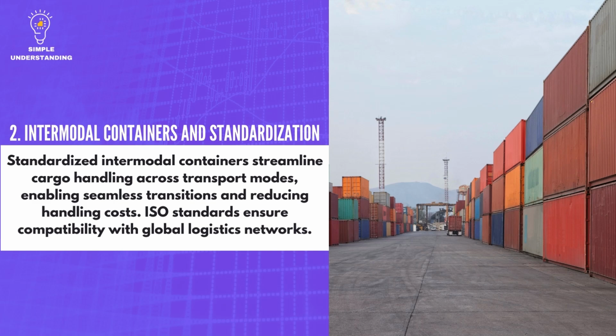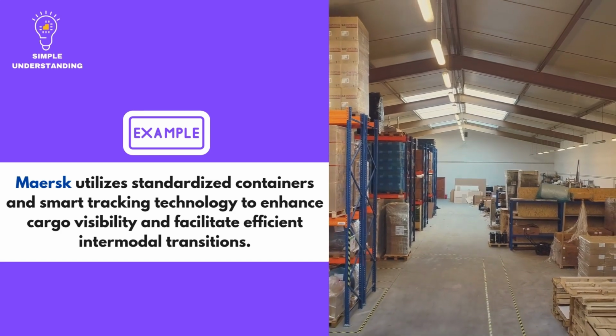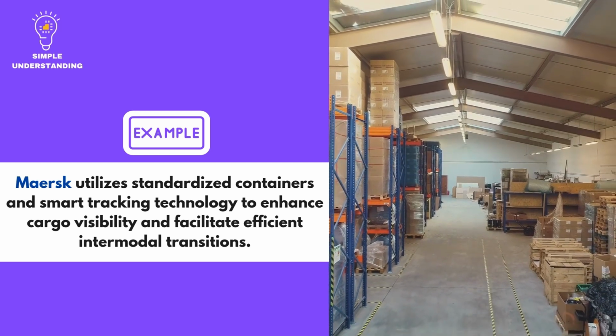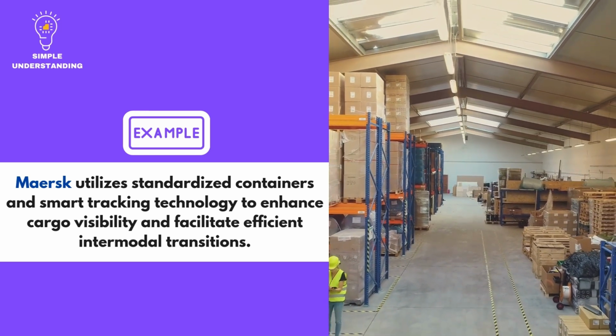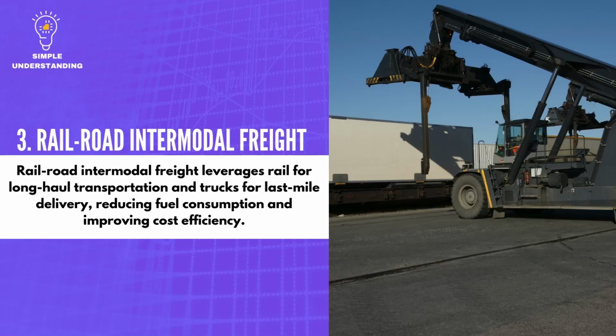ISO standards ensure compatibility with global logistics networks. Real company example. Maersk utilizes standardized containers and smart tracking technology to enhance cargo visibility and facilitate efficient intermodal transitions. Expansion. Businesses implement IoT-enabled container monitoring, AI-driven load optimization, and blockchain-based tracking to improve container utilization and enhance supply chain transparency. 3. Railroad intermodal freight.